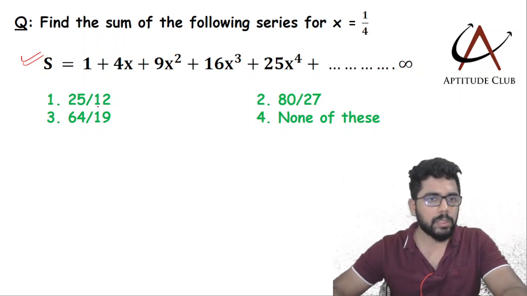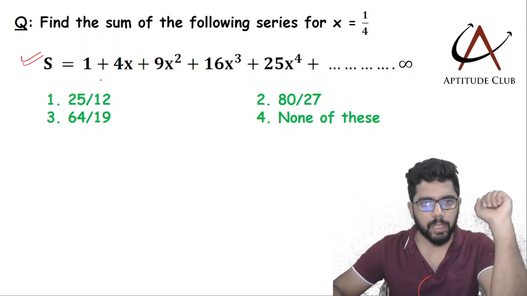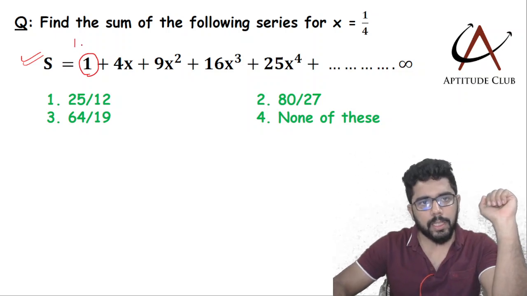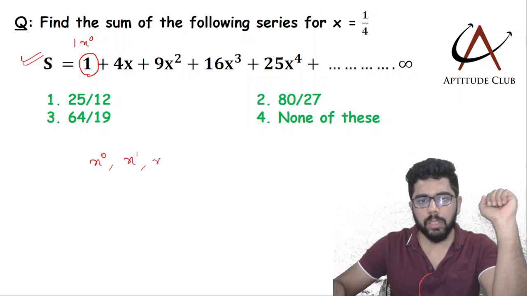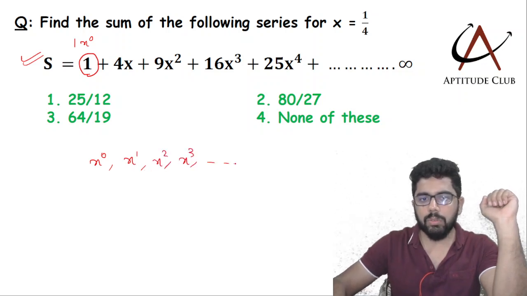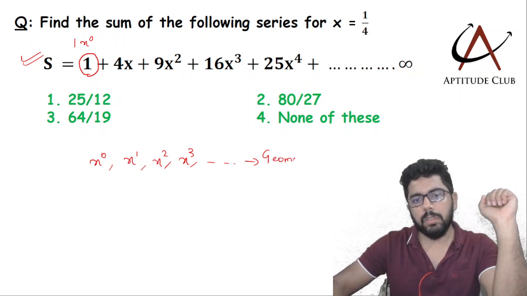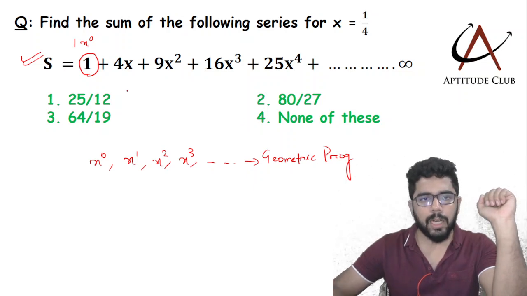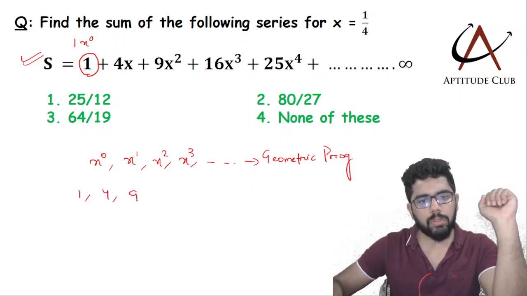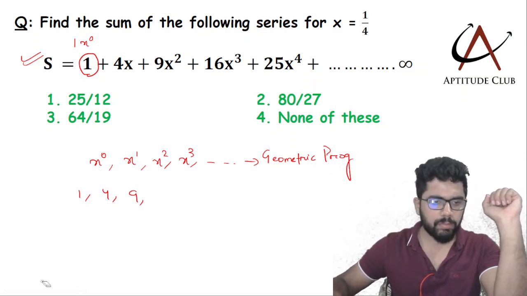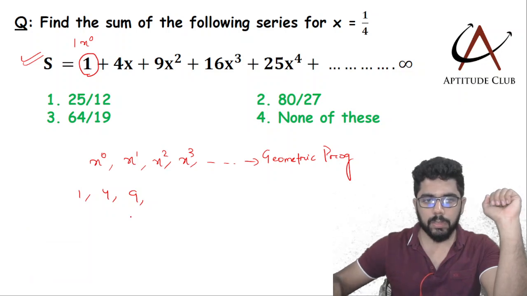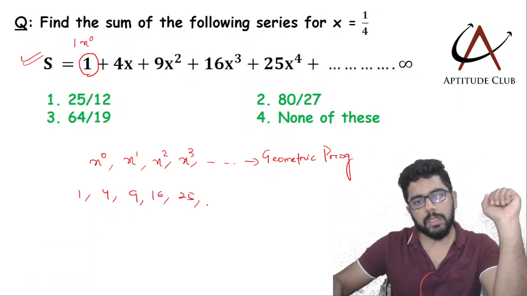Now before solving this, let's figure out what kind of pattern we have here. This 1 I can basically write as 1 x to the power 0. So we can see x to the power 0, x to the power 1, x square, x cube and so on. This thing is in geometric progression. But are the constants 1, 4, 9, then 16, in arithmetic progression? No. Directly as of now they are not in arithmetic progression. But is there any pattern to them? Obviously they are going in squares.